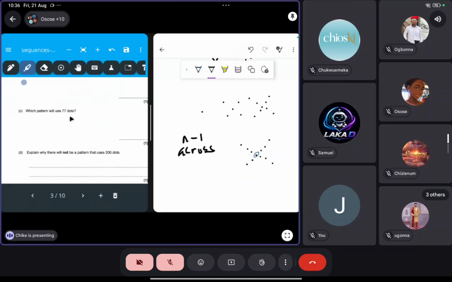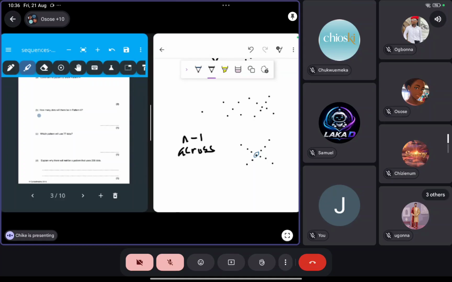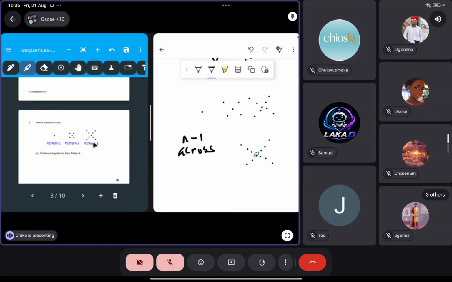So if you look at this, the question now says how many dots will make pattern 6? Now there are many ways of doing it. Either you draw pattern 6, or you find a rule for getting the number of dots in each pattern. And I think that one will be faster.